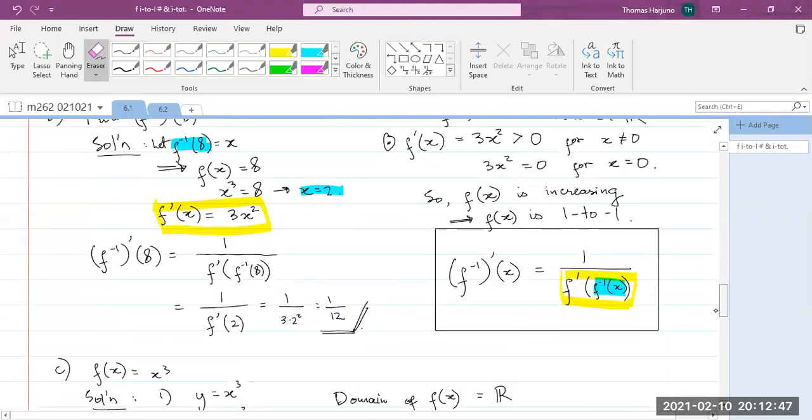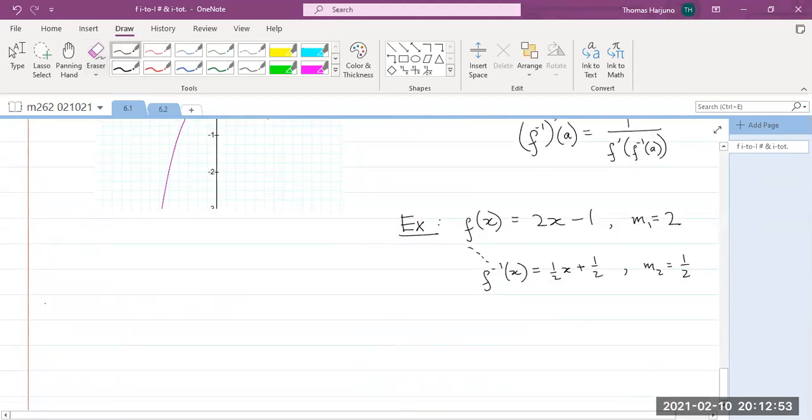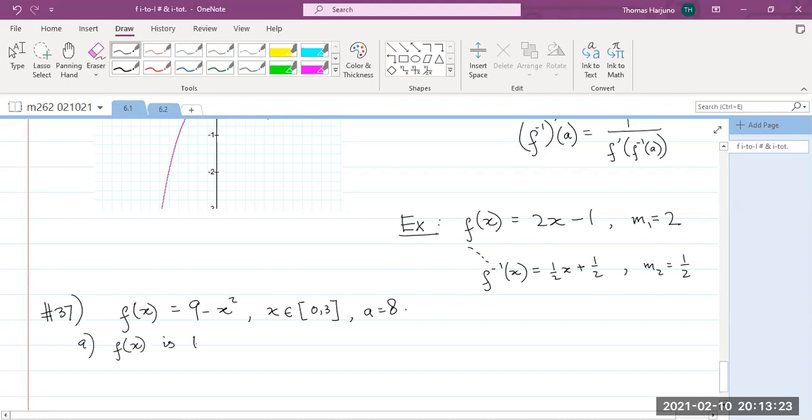Number 37 is not 1-to-1, but becomes 1-to-1 because they restrict the domain. So f(x) equals 9 minus x squared, but x is only from 0 to 3, and a is 8 again. That shows that the function is 1-to-1. So part A, f(x) is 1-to-1. Why? Proof.